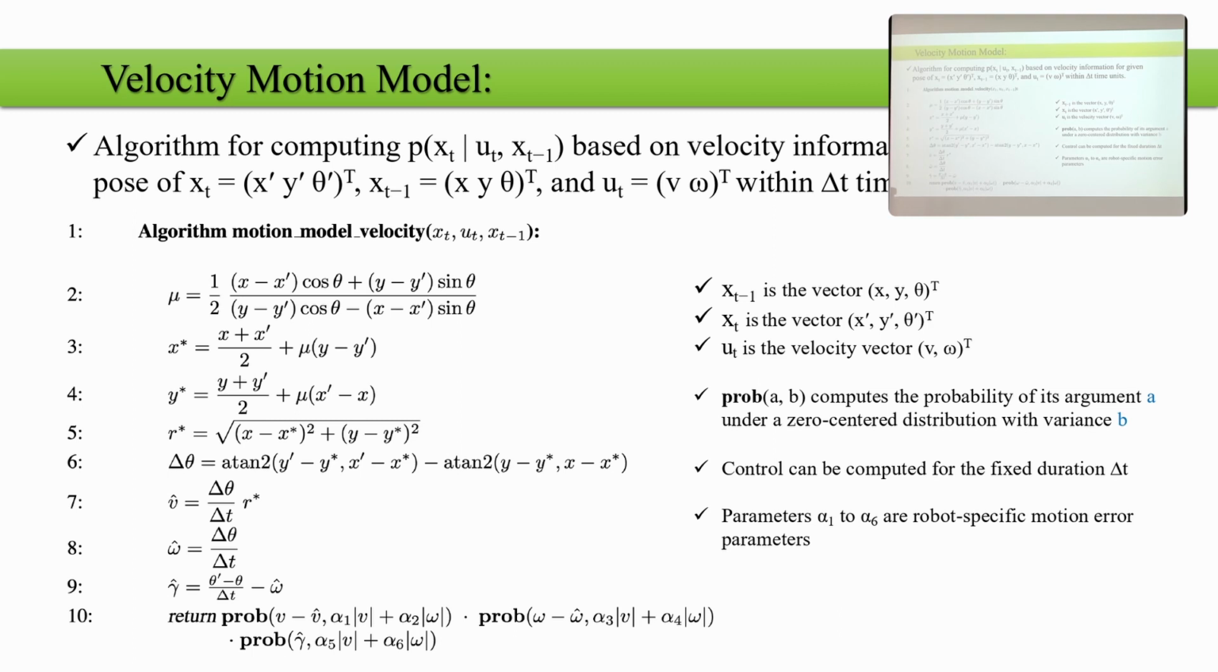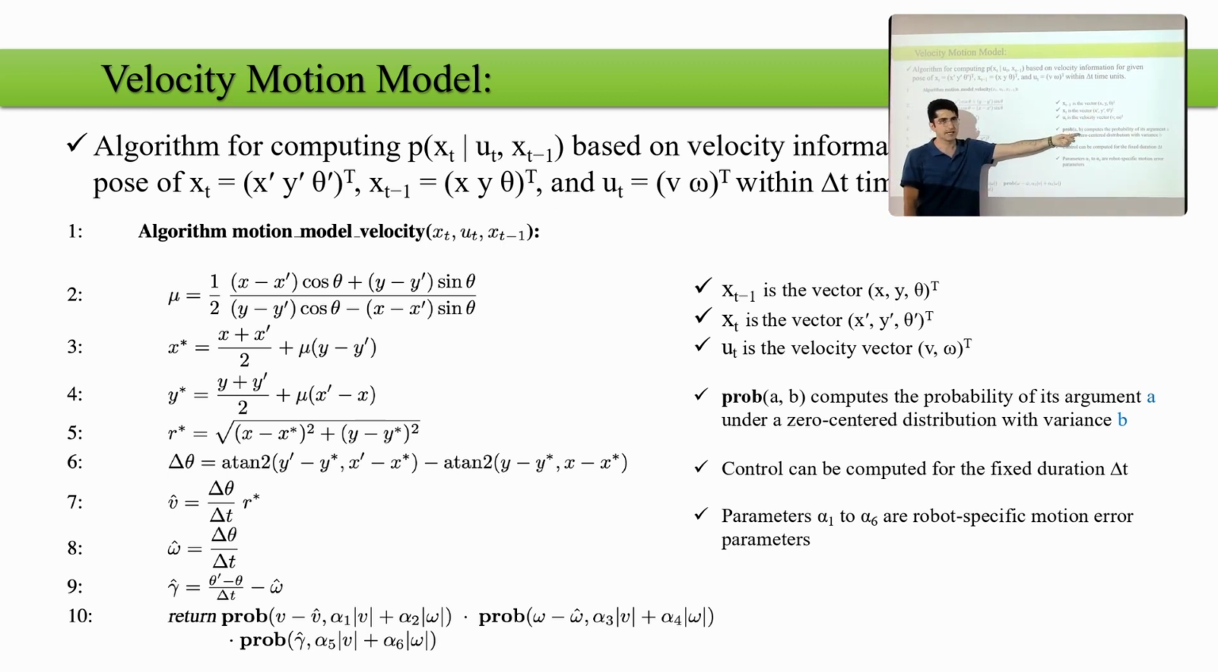So first of all, we say x_{t-1} is the vector, the pose of the robot. x_t is again the vector, the new pose of the robot: x prime, y prime, theta prime. From here, the robot moves to there. u_t is the velocity vector, v and w, that we indicated clearly.